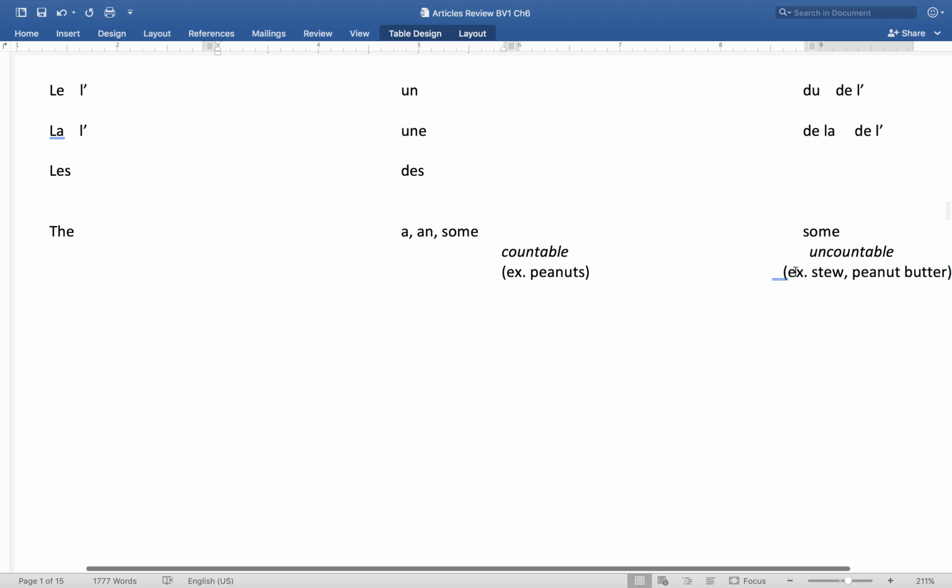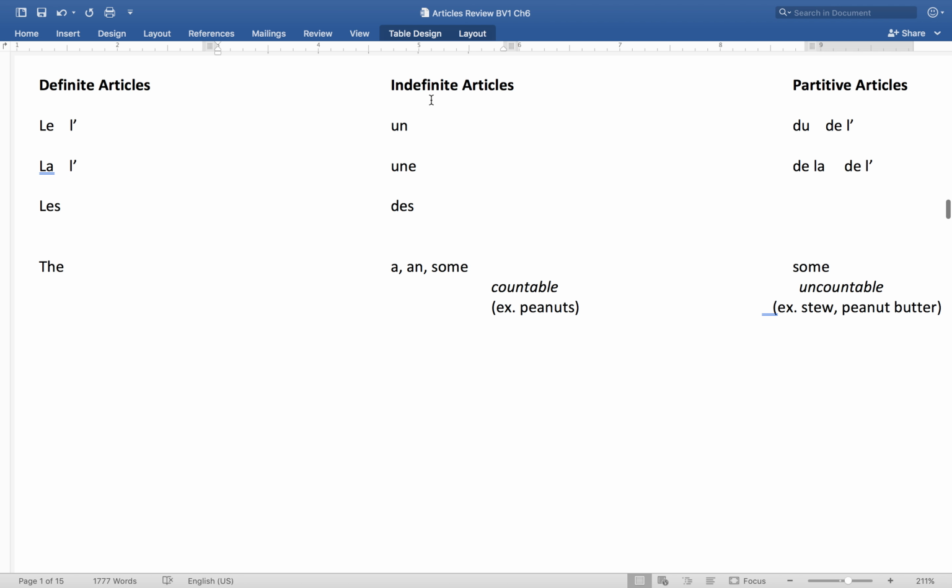That's actually pretty easy to explain. We use an indefinite article, a and some, the des here, if it's something that's countable, like peanuts. But we use du or de la to mean some if it's something that we cannot count, like stew or peanut butter, mashed potatoes, tomato soup. Those are things you cannot count. Oatmeal, porridge, grits, you can't count those. But croissants, muffins, you can count those.